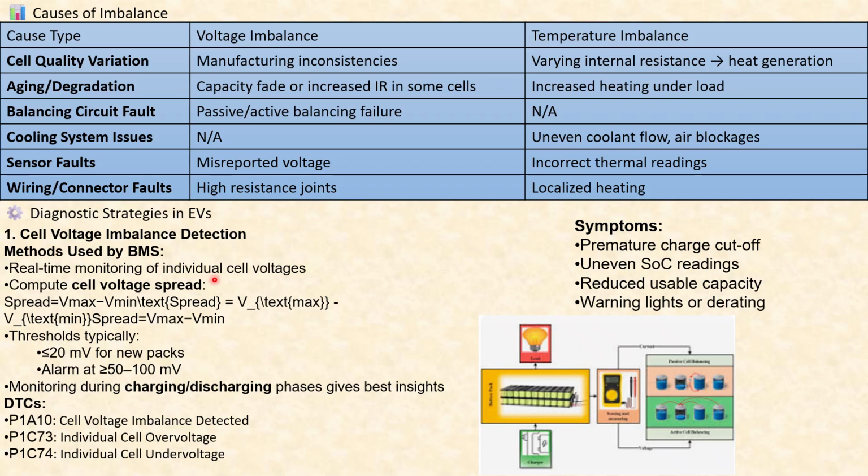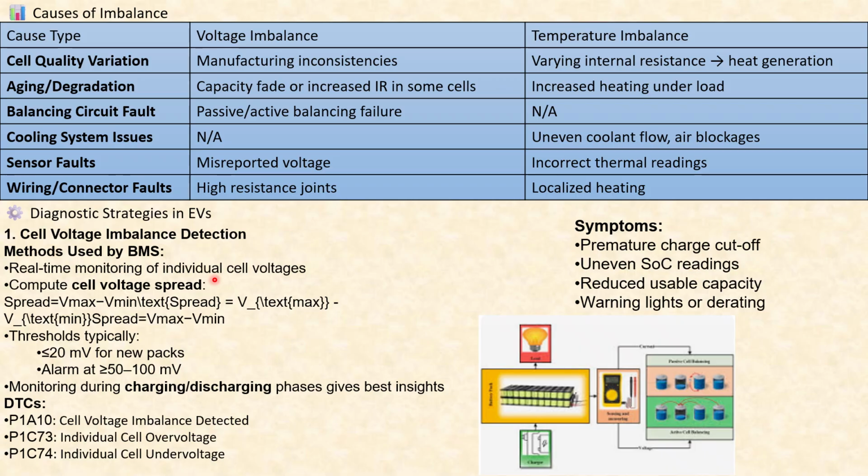Now talking about the diagnostic strategies in EVs, the cell voltage imbalance detection, and the various methods used by the BMS. First is the real-time monitoring of individual cell voltages, and computing the cell voltage spread. The thresholds are typically around 20 millivolts for new packs, with an alarm at 50 to 100 millivolts. Monitoring during the charging and discharging phases gives the best insights.